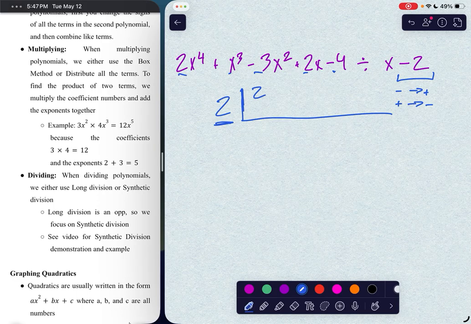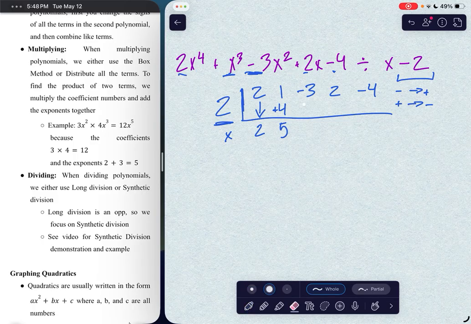So we have a 2, and then in front of this x to the 3, we have a 1, and then a negative 3. Remember, your signs matter. Because it says minus 3x squared, we use a negative 3. Then a positive 2, and then a negative 4. Remember, the first number comes down, the 2 stays the same. Then we multiply that outside number by that bottom number. 2 times 2 is going to give us a 4. And then we add that 4 to the next row. So 1 plus 4 is going to give us a 5.